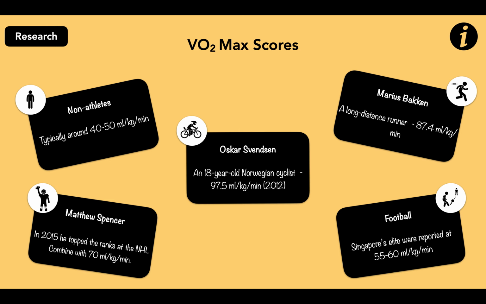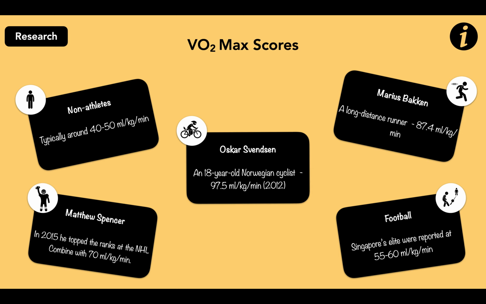But then we need to take a look at these ultra endurance athletes. And in 2012, Oscar Svensson, an 18-year-old Norwegian cyclist, recorded a score of 97.5, which is absolutely incredible. Now, that's the highest score that has been published to date. And as he's obviously a trained athlete, he'll be able to access 85% of his VO2 max before fatiguing. So there's a huge difference there.